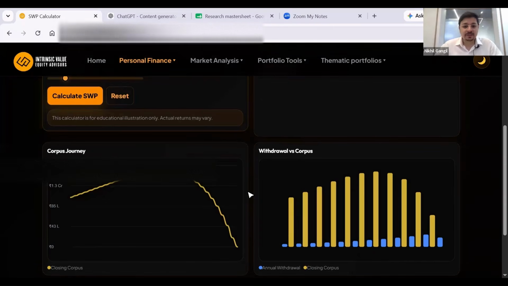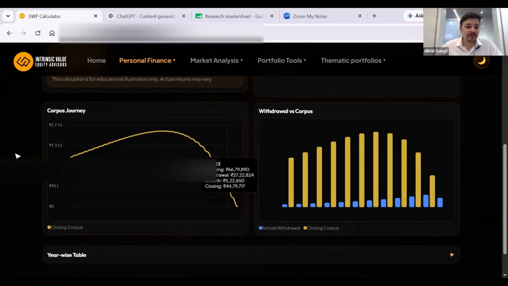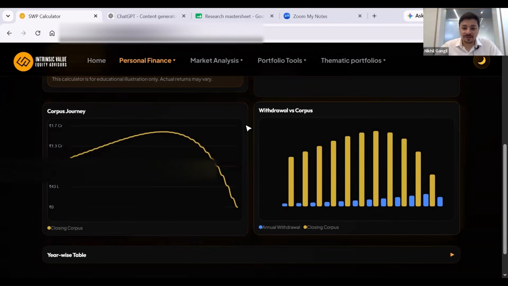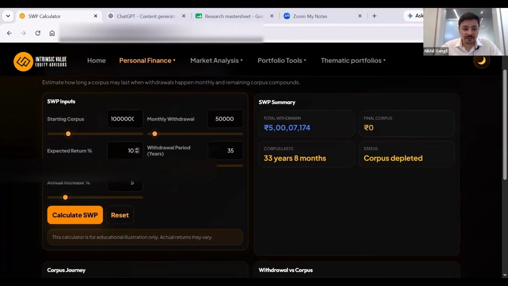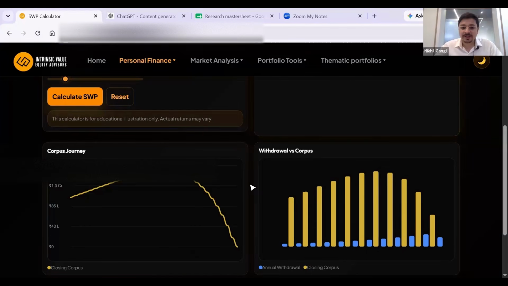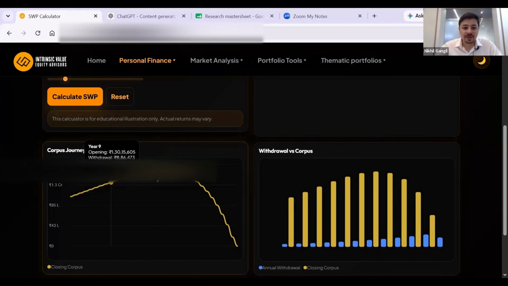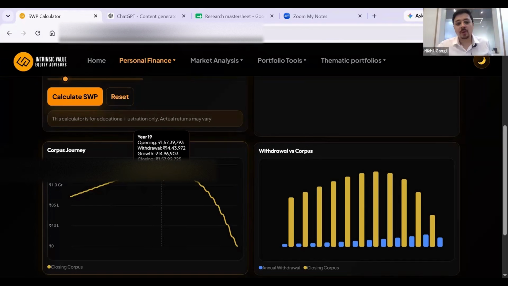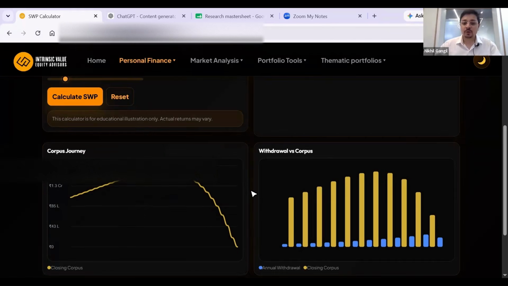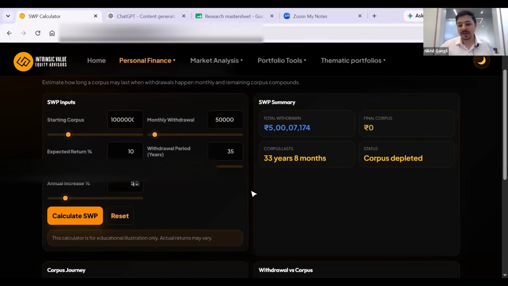And as you can see, the journey also you can see, let's say this is the corpus journey. So what is happening here is you are creating 10% expected returns, but you are increasing your withdrawal by 5%, right? And that is why this journey is a little distorted. So your corpus is going up, up, up. After one point of time, your withdrawal crosses the amount that your capital is generating, and that is why your corpus keeps depleting, right? So you have to make sure after one point of time your expenses are limited. That is what the whole exercise of SWP is, right?